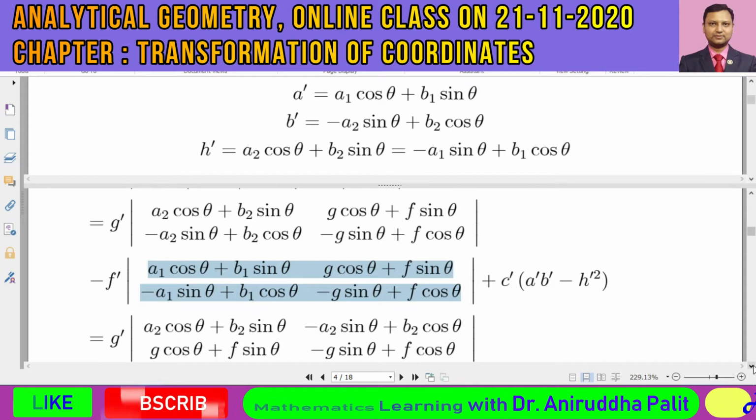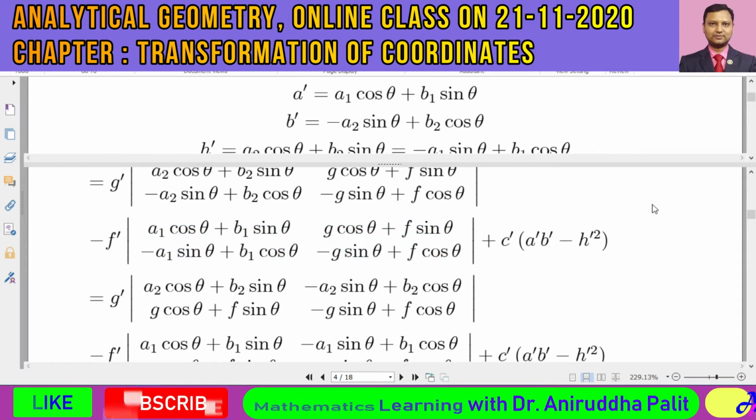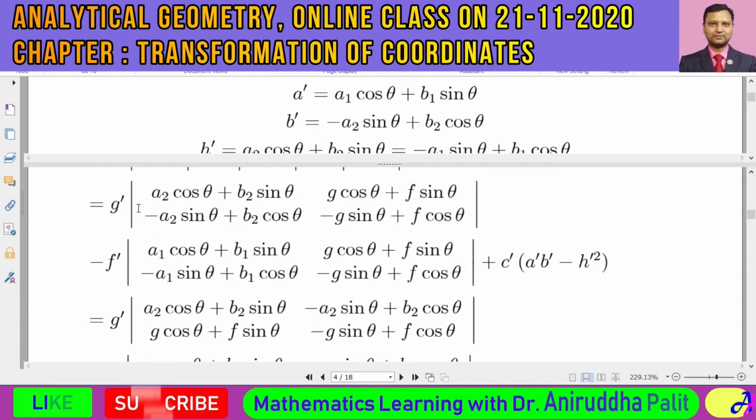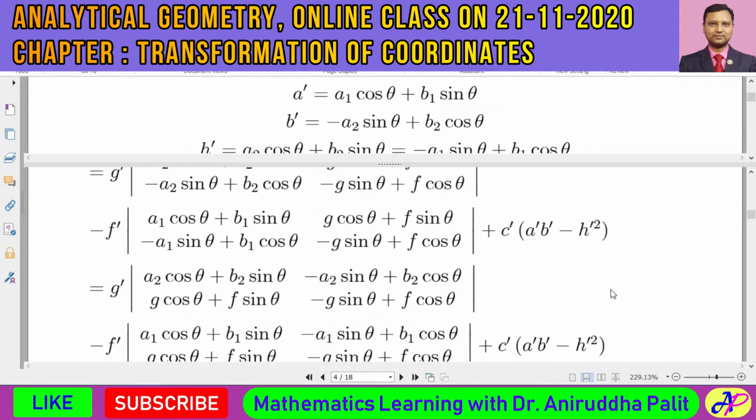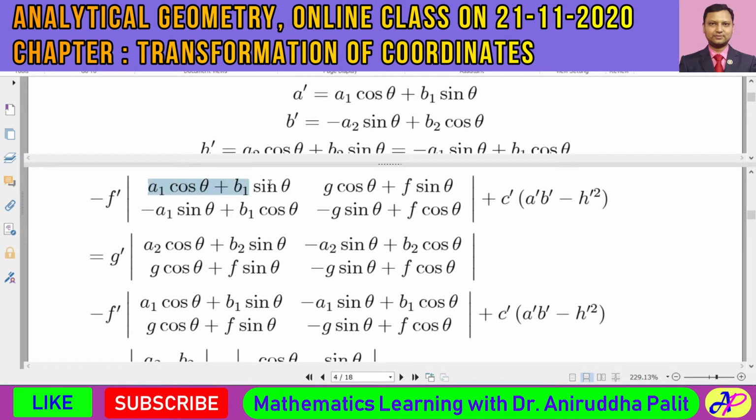What we are doing, we are first taking the transpose of this first determinant. Over here, these rows and columns are interchanged. We are taking the transpose. That's why this first column with index 2 now becomes the first row with index 2, and this second column now becomes the second row.